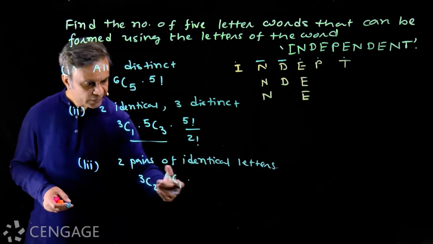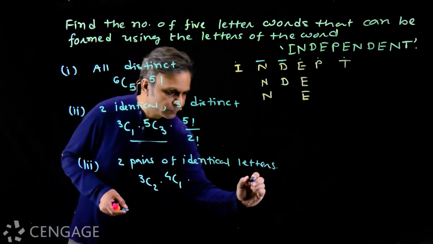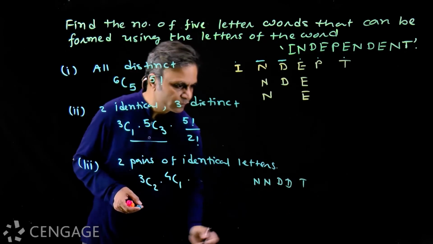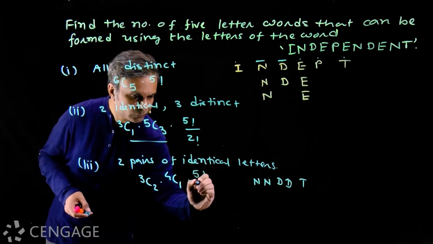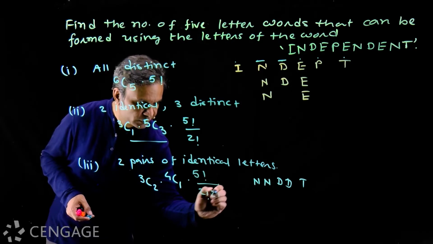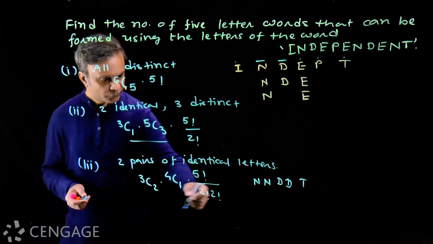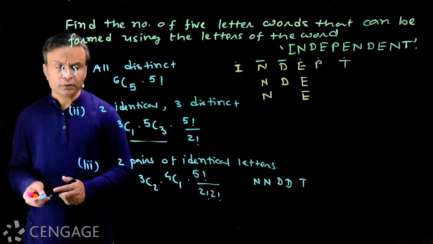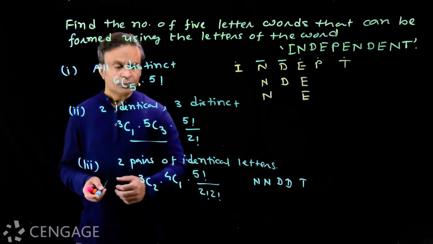Now in how many ways can you arrange these 5 letters? We may have double N, double D and T. We can arrange these 5 letters in 5 factorial divided by 2 factorial ways. So this is the number of ways in which 5 letter words can be formed, in which there are 2 pairs of identical letters.